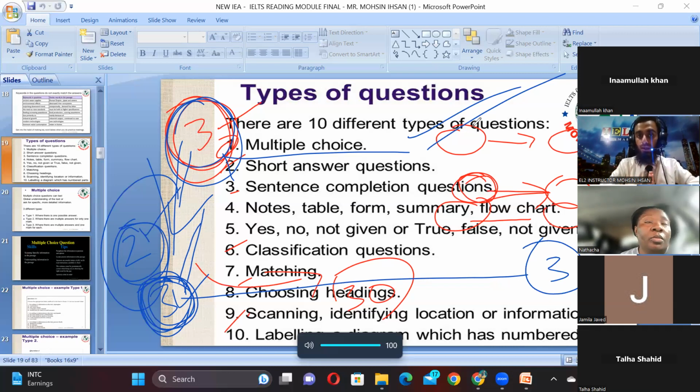Now, how to tackle that? That is the question. If you are not a student of 5.5 and 6 band, this is honestly sharing with you.